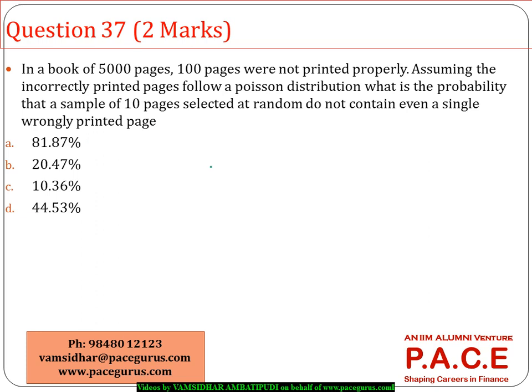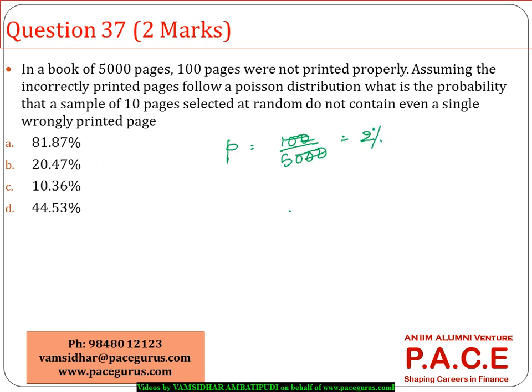in a book of 5000 pages, 100 were not printed properly. So what is the probability that a page is not printed properly? 100 by 5000, which could go as 1 by 50, or probably 2%.